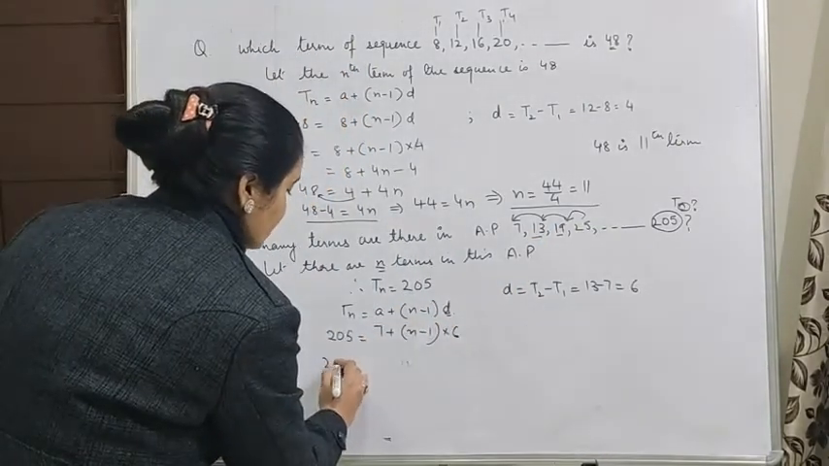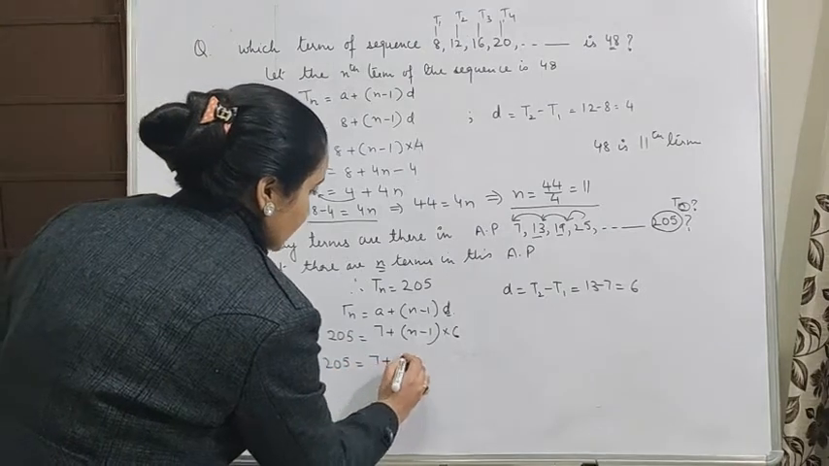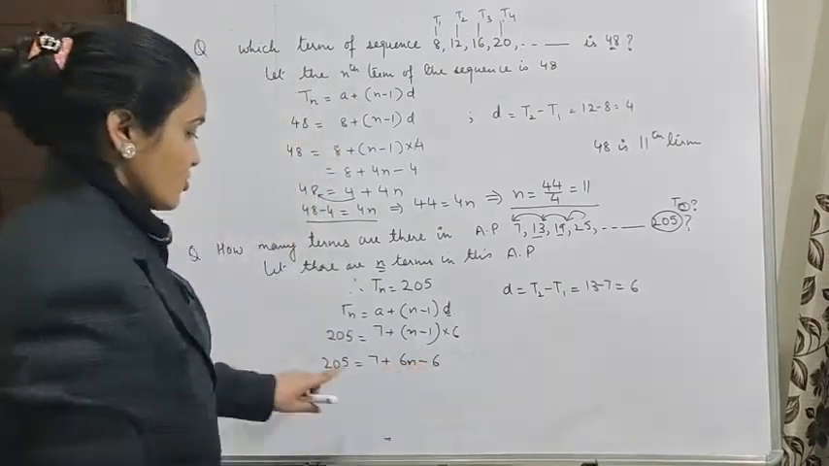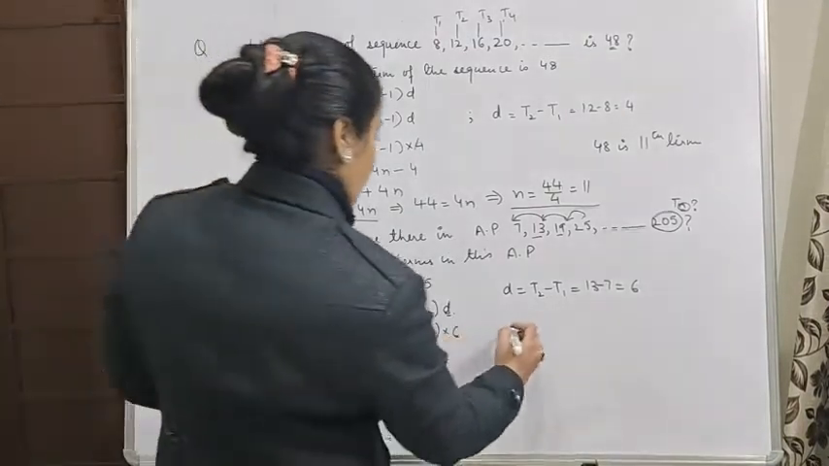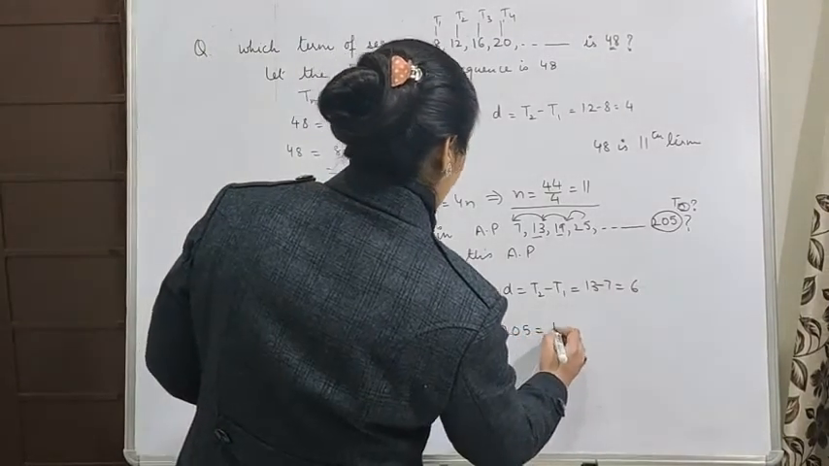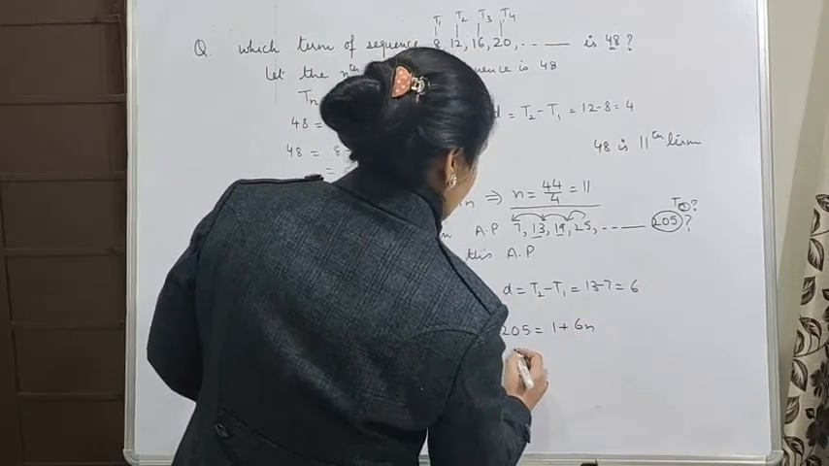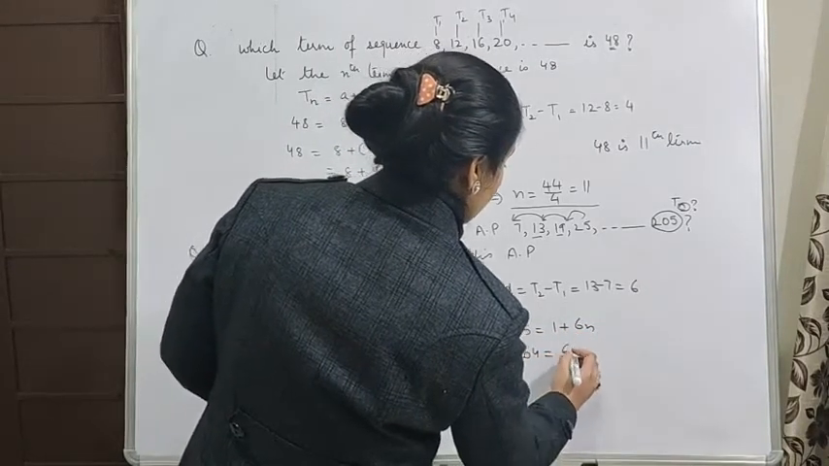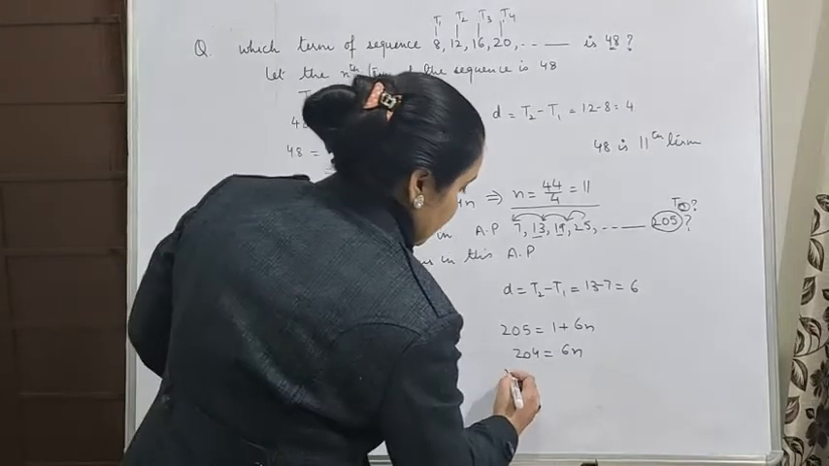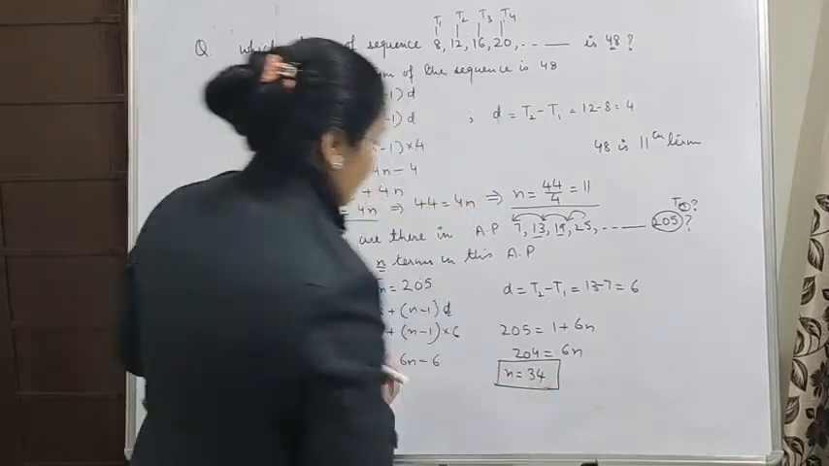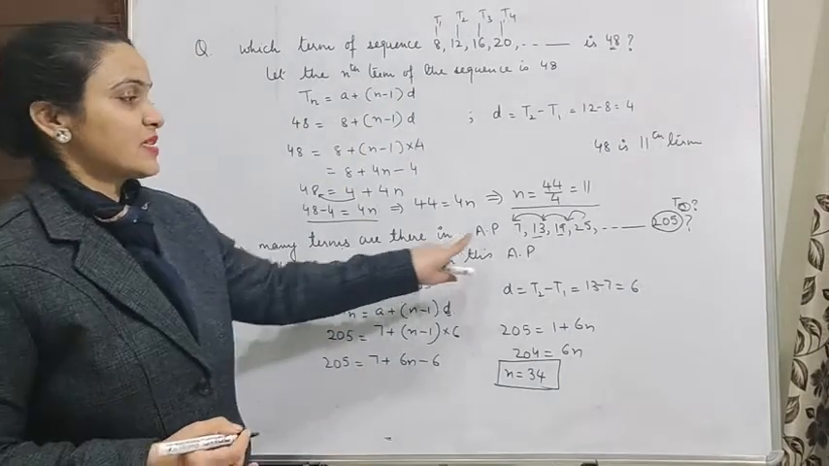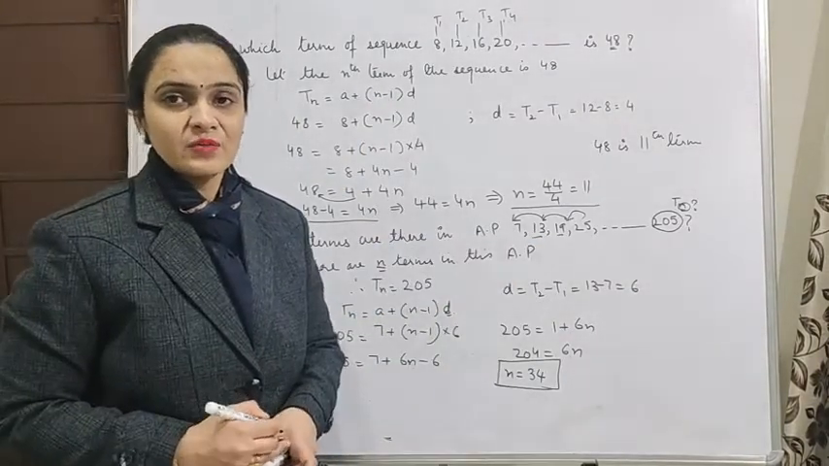So we have 205 is equal to 7 plus 6n minus 6. So 7 minus 6 is 1. So we have 205 is equal to 1 plus 6n. So we have 204 is equal to 6n. So n is equal to 34. So we have 34 terms in this arithmetic progression.